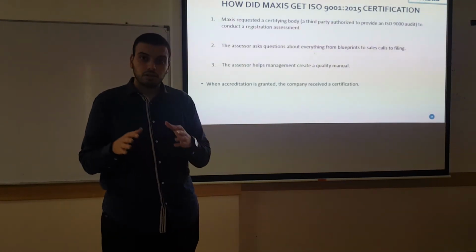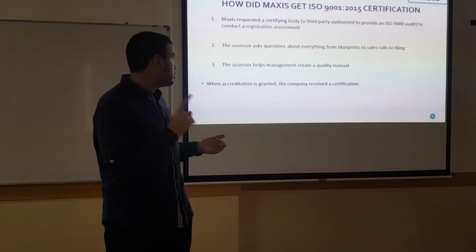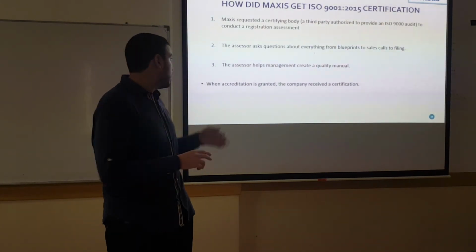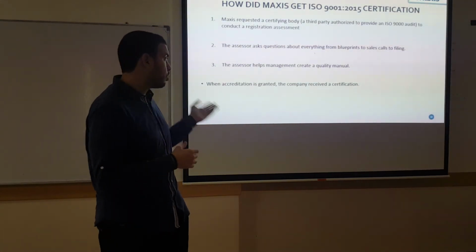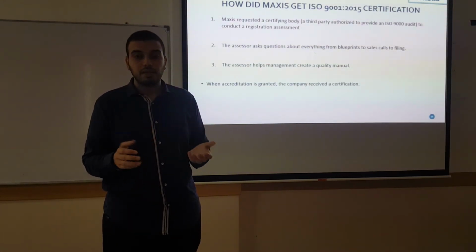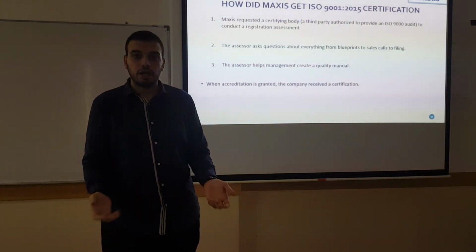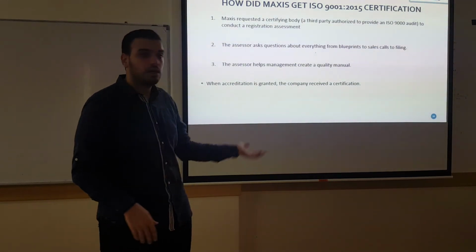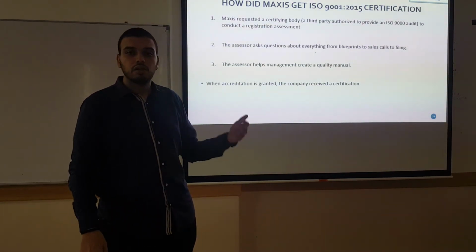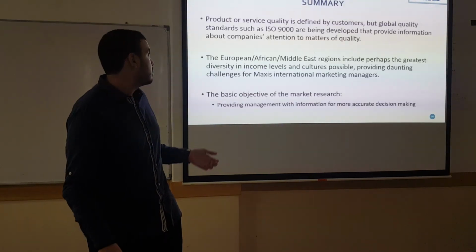However, the second task is the assessor asks questions about everything from blueprints to sales to filling the papers. And then lastly, the assessor helps the management to create a quality manual, which will be made available to customers wishing to verify organization reliability. When accreditation is granted, the company receives a verification, which will be used for further ISO standards.